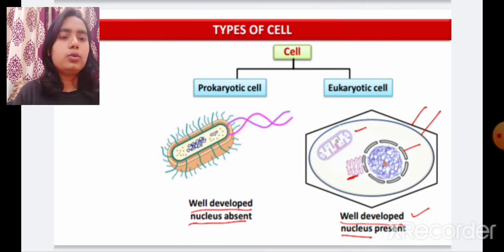Cells are divided into two types: prokaryotic cell and eukaryotic cell. Prokaryotic: pro means primitive, karyotic means nucleus. In a prokaryotic cell, a primitive nucleus is present. But in a eukaryotic cell, eu means true, karyotic means nucleus, so a true nucleus is present. In a prokaryotic cell, a well-developed nucleus is absent. Well-developed means nucleoplasm, nucleolus and chromatin fiber are absent in a prokaryotic cell. But in a eukaryotic cell, a well-developed nucleus is present.